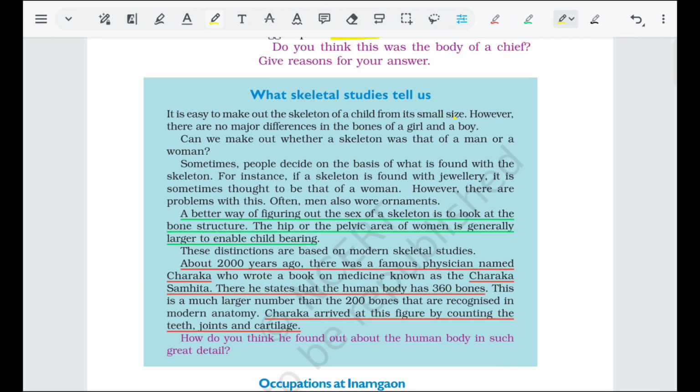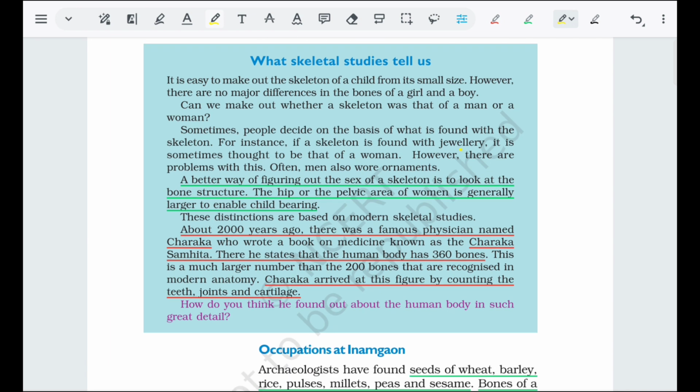What do skeletal studies tell us? Now we are going to learn about skeletal study. A better way of figuring out the sex of a skeleton is to look at the bone structure. How do we know from a skeleton whether it is a man or a woman? The hip or pelvic area of a woman is generally large to enable childbearing. From that we learn about the structure of the body, and then we predict whether the skeleton is a man or a woman.